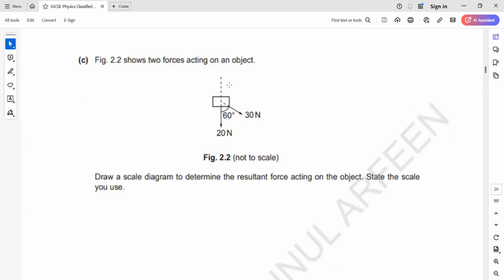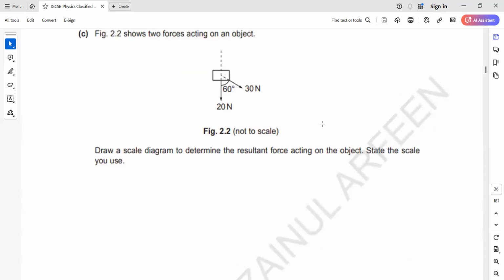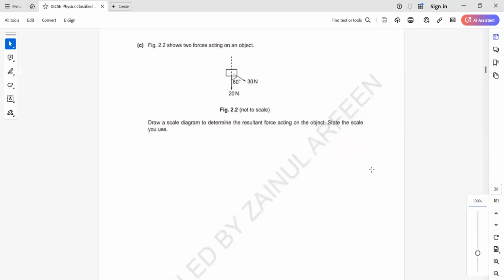Figure 2.2 shows the forces acting at an angle of 60. Draw a scale diagram. Look, as I mentioned, according to the update, only vectors which are 90-degree or perpendicular will come in exam, not the angular vector. This type of question will come in exam, but with the angle 90 between them, because we will use a Pythagoras theorem to work out the resultant, or we can also use a scale diagram.